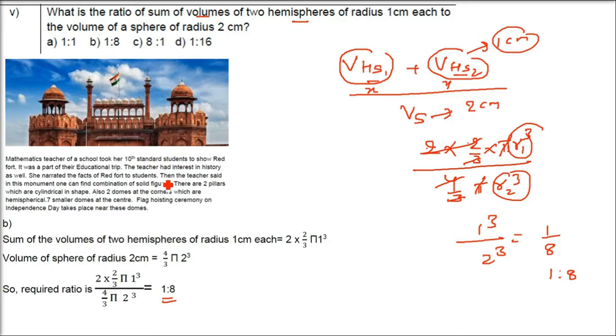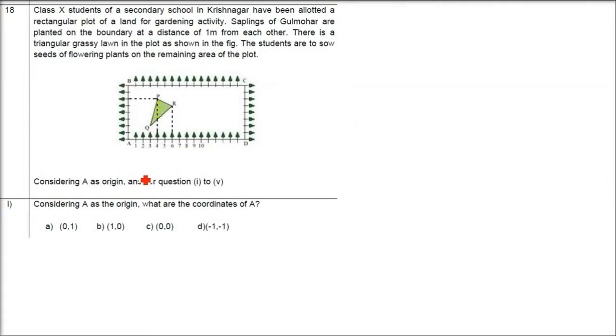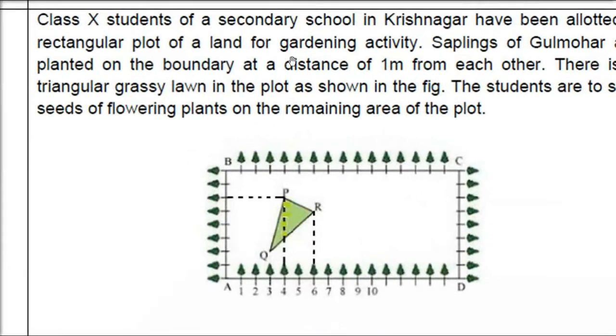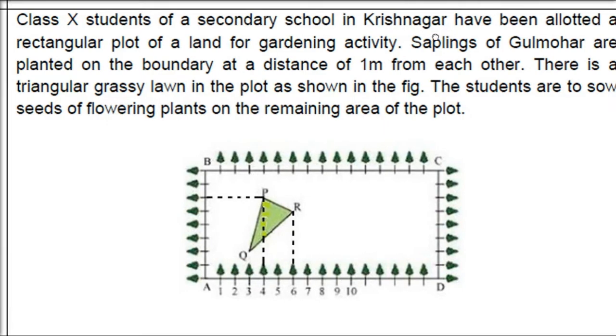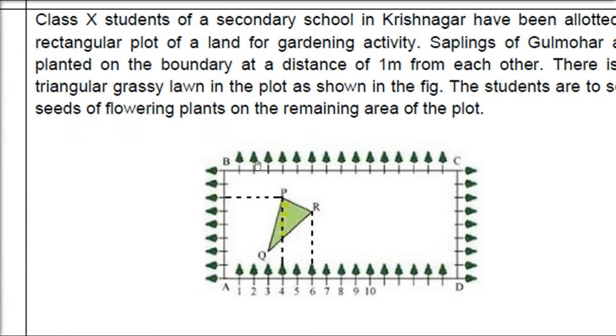This, if you don't want to do, you don't do it because 4 has already been done. But it's always good to know everything. Class 10 students of a secondary school, because there are 4 questions going to come. And this is basically a coordinate based question. Class 10 students of a secondary school in Krishnagar have been allotted a rectangular plot.